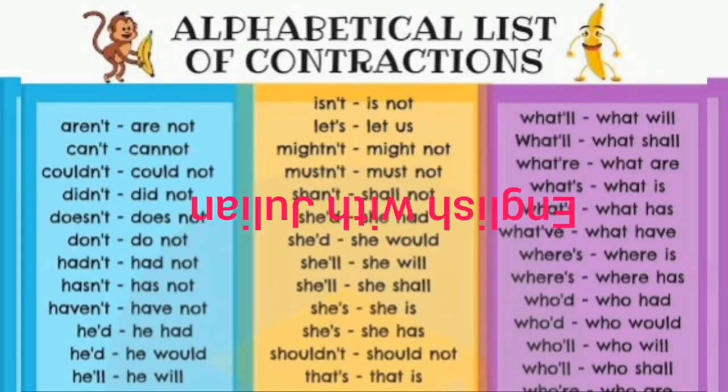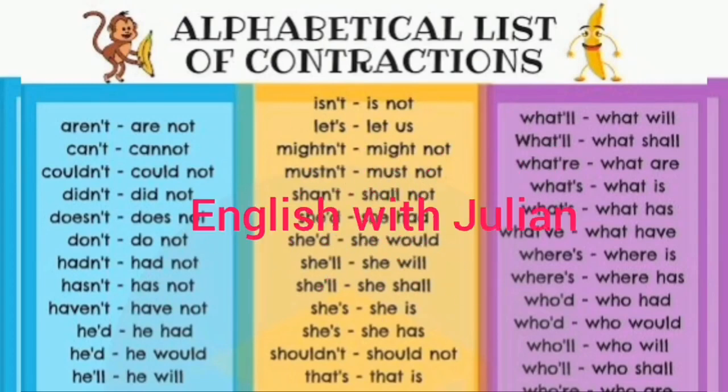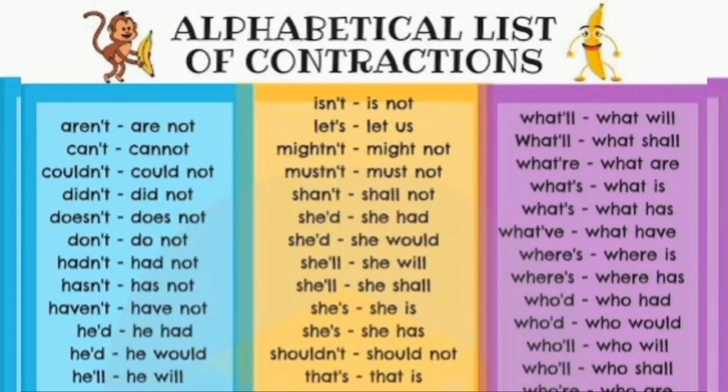Today I've got an alphabetical list of word contractions for you. What is a word contraction, you might ask? This simply means a shortened form of a word or group of words. In other words, you omit certain letters when speaking. Please pay attention to these so you can use them correctly.